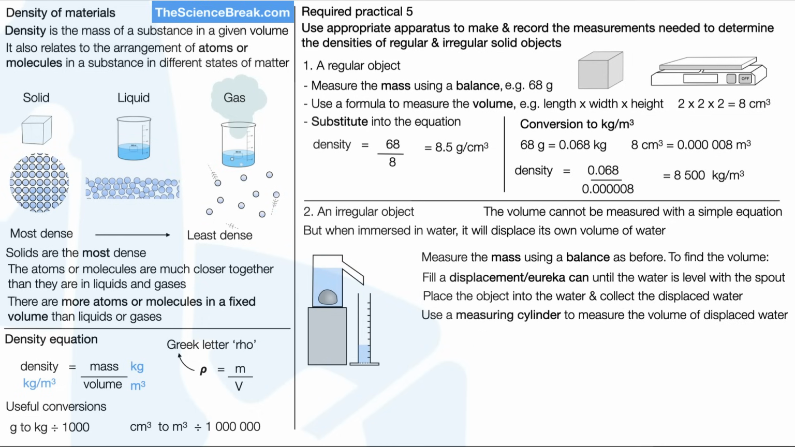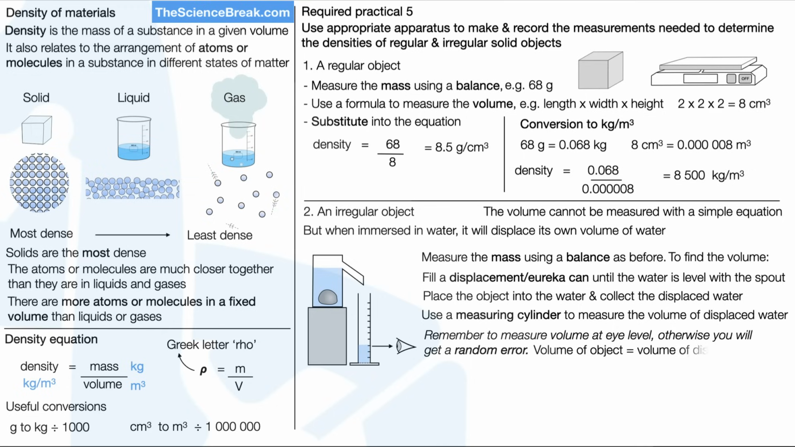We would use a measuring cylinder to measure the volume of the displaced water. We would measure it at eye level, so remember to measure the volume at eye level, otherwise you'll get a random error. The volume of the object is equal to the volume of displaced water. So for example, if the mass was 75 grams and the volume that was displaced was 15 centimeters cubed, the density would be 75 divided by 15, which is equal to 5 grams per centimeter cubed.